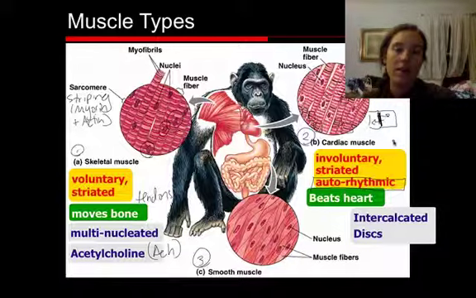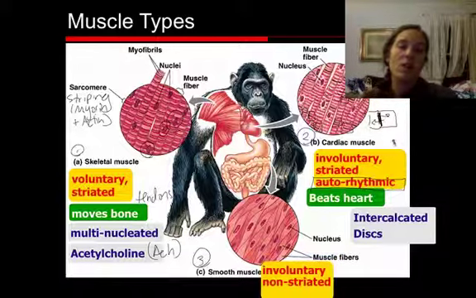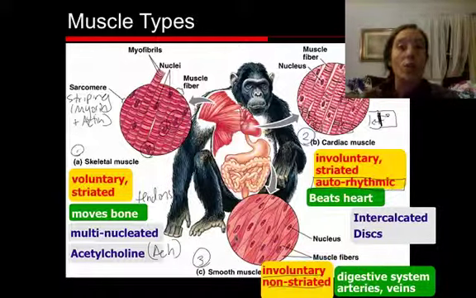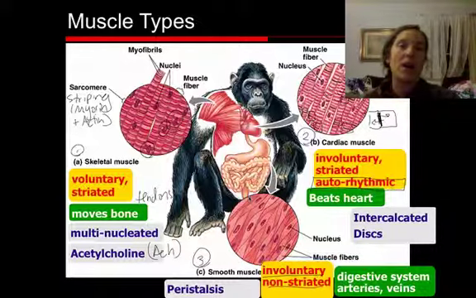And then the last type of muscle is smooth muscle. Smooth muscle is also involuntary. You cannot move it by thinking about it. But smooth muscle is non-striated, or not striped. And if you look up here, you can see that. Smooth muscle is found in the digestive system, in the walls of your arteries and your veins, and it does a very specific job for you in the body called peristalsis.